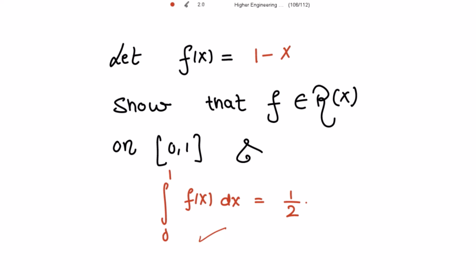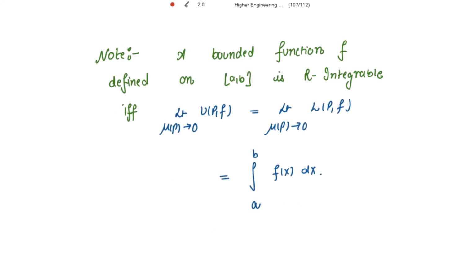Before starting with the solution, let's recall one result: a bounded function f defined on the closed interval [a, b] is Riemann integrable if and only if the limit of the upper Riemann sum is equal to the limit of the lower Riemann sum, which is equal to the integral from a to b of f(x), where we take the limit as mu(P) tends to 0. What is mu(P)? It is the mesh of P, that is, the greatest length of the subintervals. Okay, let's start with the solution.